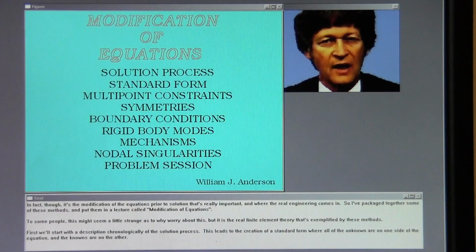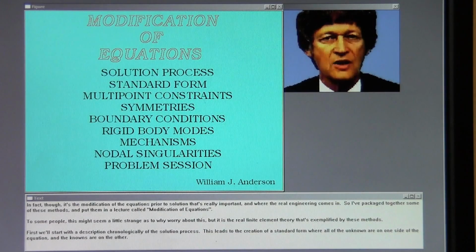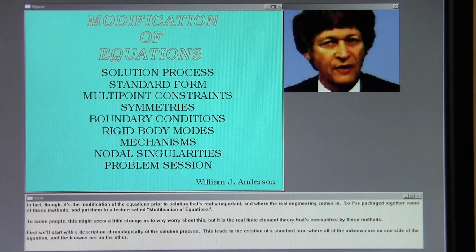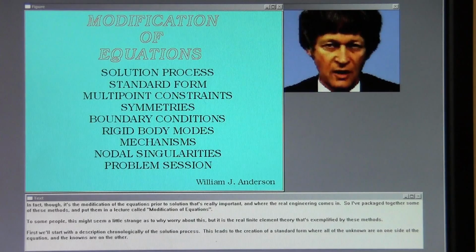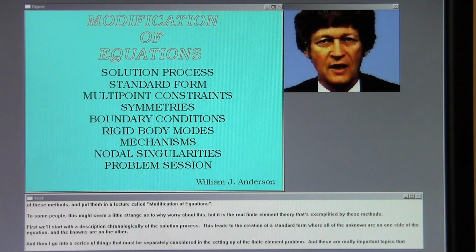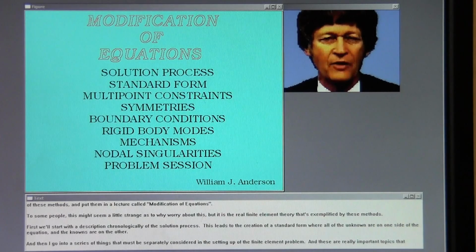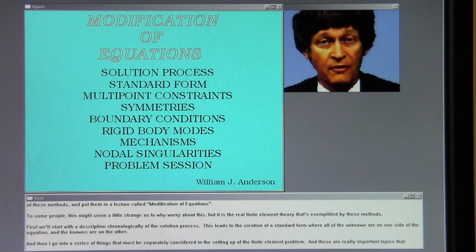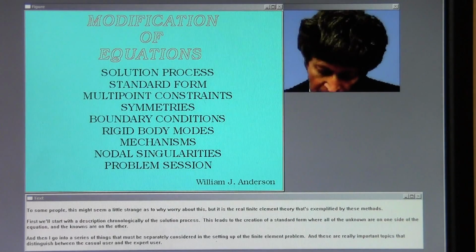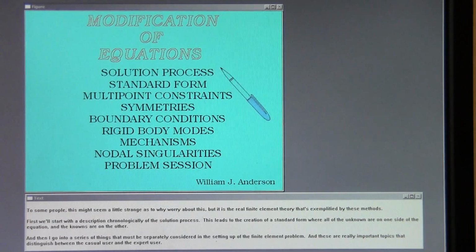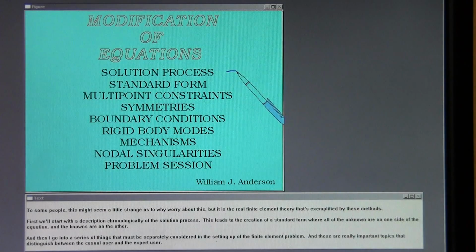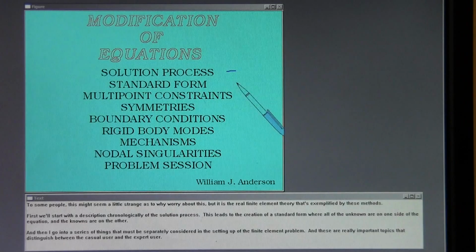So I've packaged together some of these methods and put them in a lecture called Modification of Equations. To some people this might seem a little strange as to why I worry about this, but it is the real finite element theory that's exemplified by these methods. First we'll start with a description chronologically of the solution process. This leads to the creation of a standard form where all of the unknowns are on one side of the equation and the knowns are on the other.